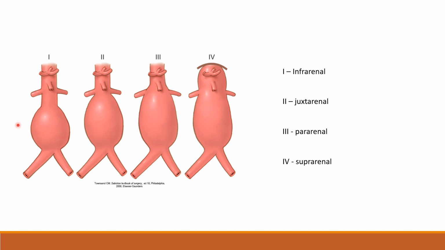So on our pictures here, these little ones that look sort of like arms on the dancing man with the top hat, those are your renal arteries. There's right renal artery here, left renal artery here. Okay, so infrarenal, juxtarenal, pararenal comes up on either side of those renal arteries, and then suprarenal is above those renal arteries.